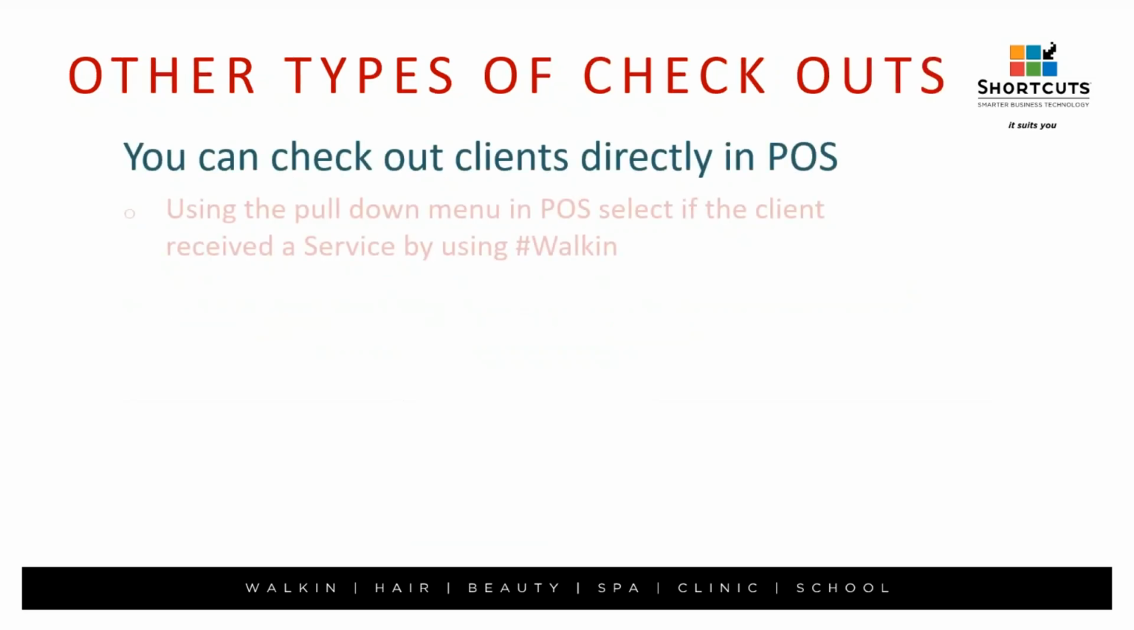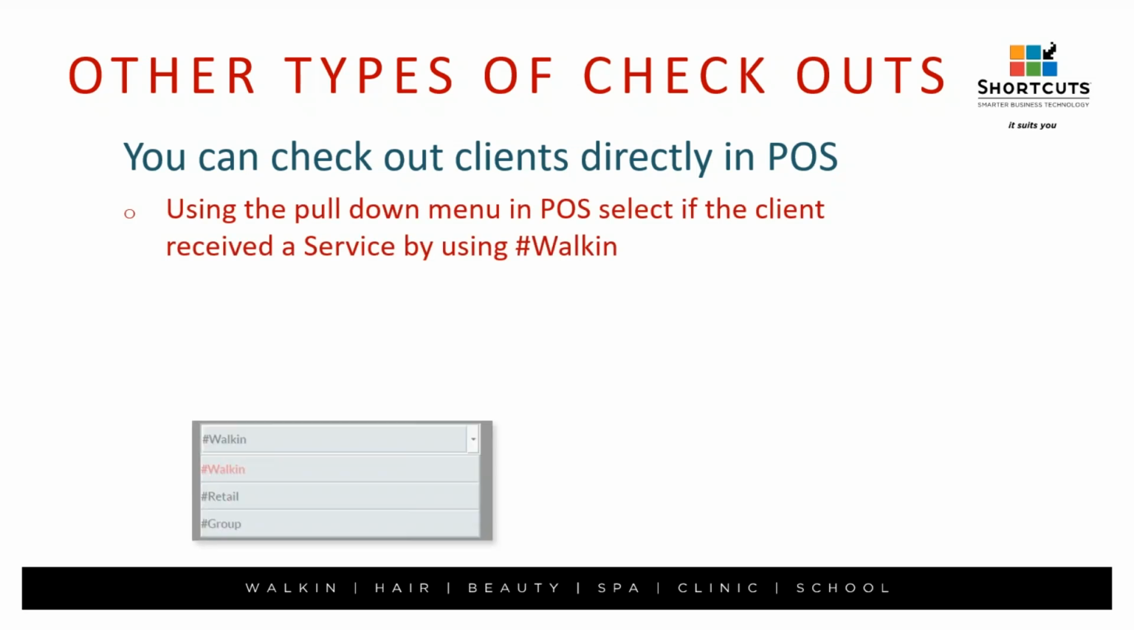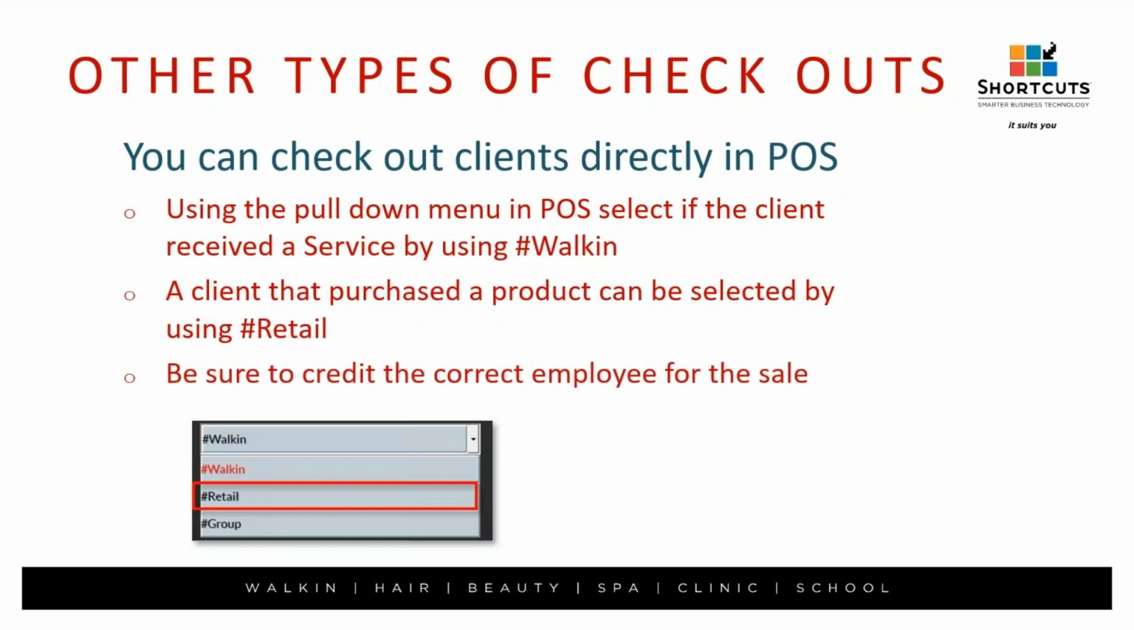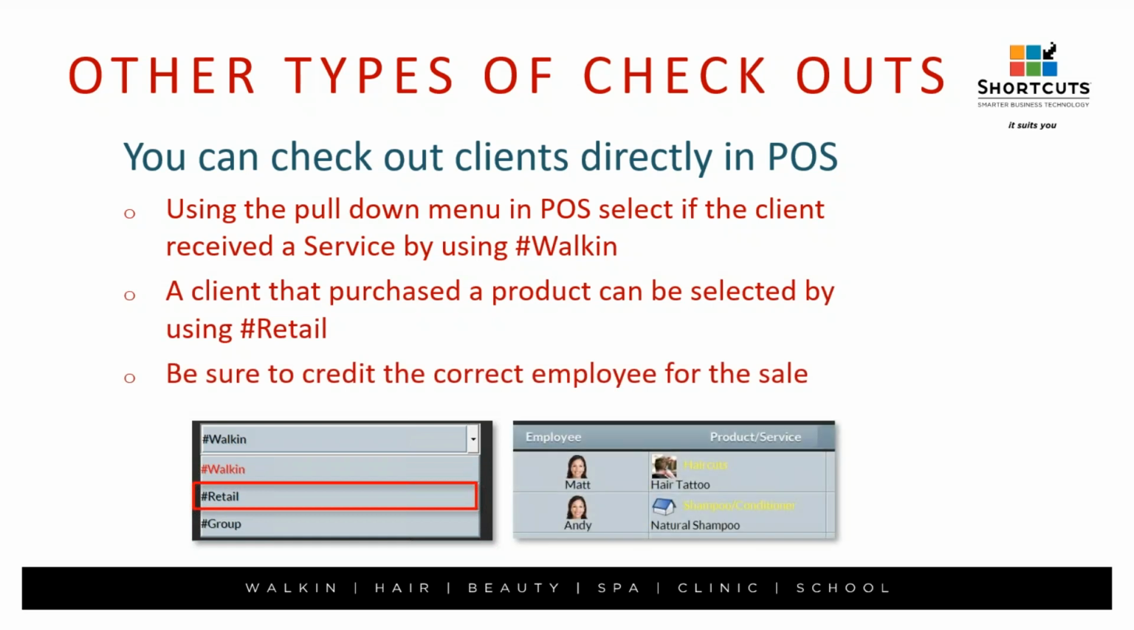So the other ways you can check out, using the pull down menu, the same one where you group customers, if you had a client that didn't want to give you their name, didn't want to give you their number, no emails, no nothing, they said, hey, I just want a bang trim, I'm going to pay and I'm out. You don't need to know my name. Okay. If you have a customer that's very concerned about their privacy, go directly to point of sale, use the pull down menu, and just use hashtag walk-in. Shortcuts won't ask for any info.